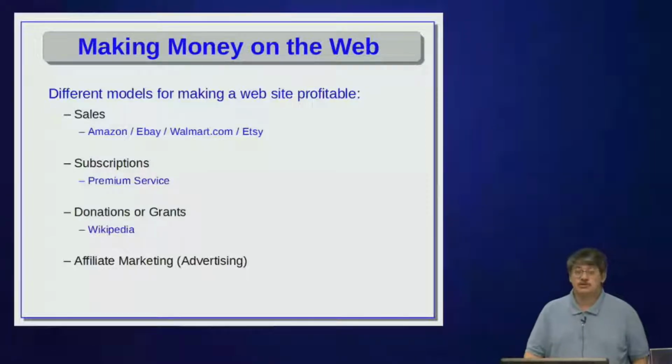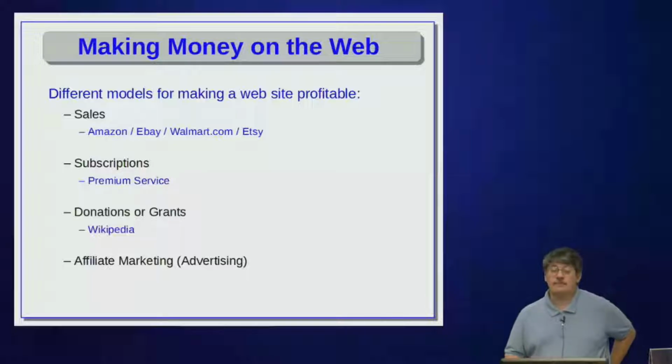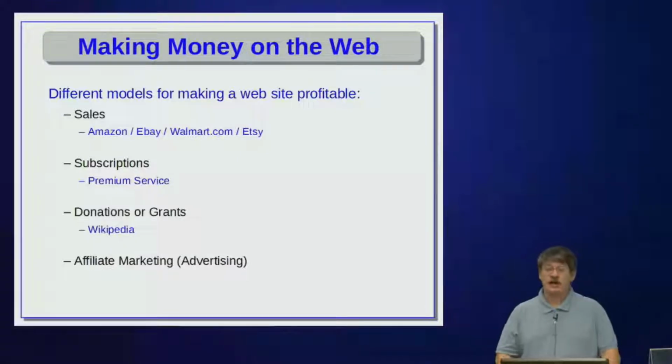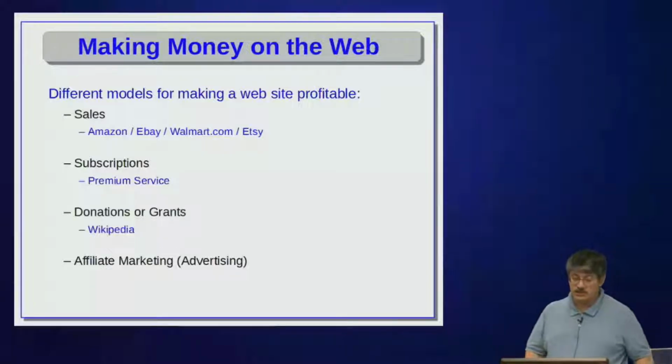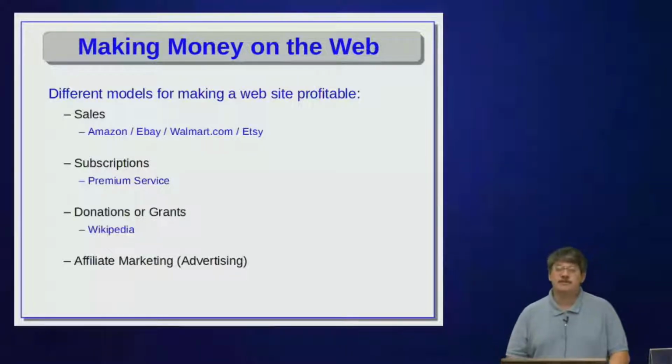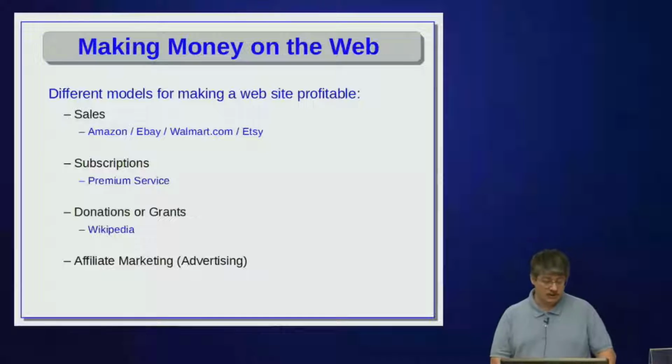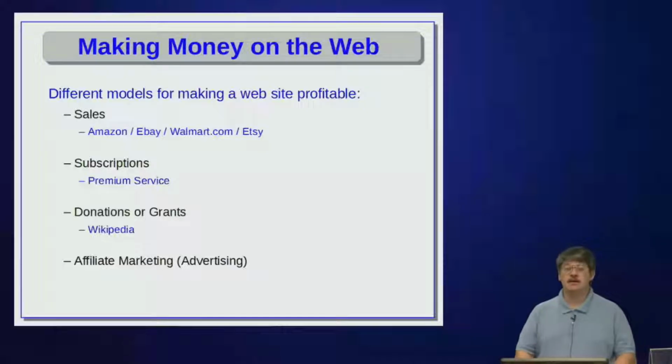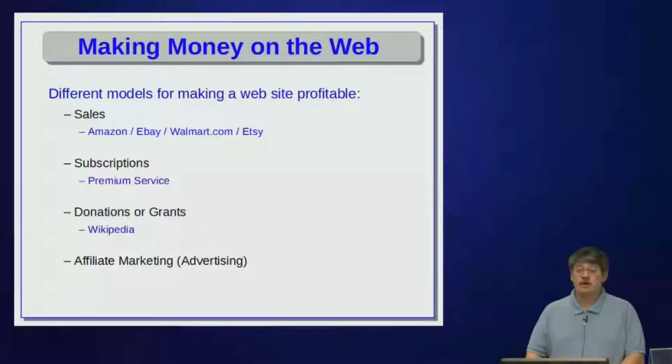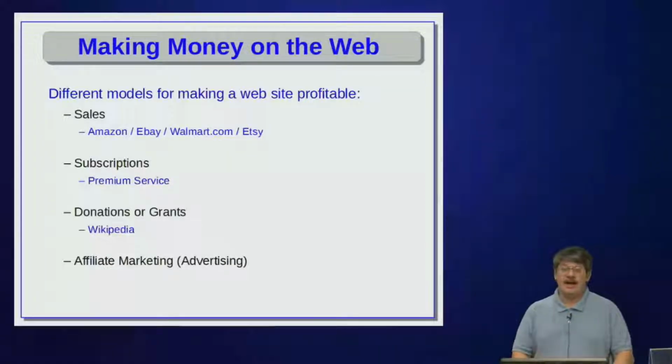Some websites use a donation model or a grant-based model. Wikipedia, for example, I think gets some funding from different government offices, perhaps the Library of Congress, not really sure. But they also accept donations. Now, Wikipedia obviously is a nonprofit organization. They're not trying to make a profit, but this is how they pay the bills and keep the servers running. And finally, probably the most common model on the internet is the affiliate marketing model, which we call advertising.